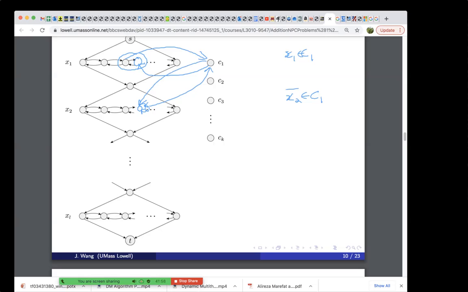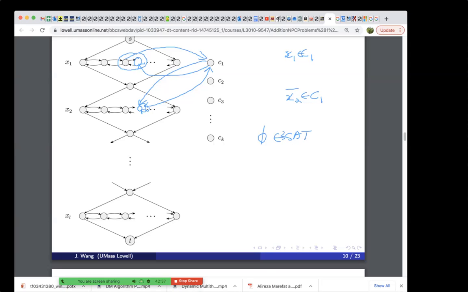And then what we are going to do here is that suppose phi is in 3 SAT. Okay, so that means that for each clause, there must be one literal that is set true. Okay, so now how can we come up with a path?